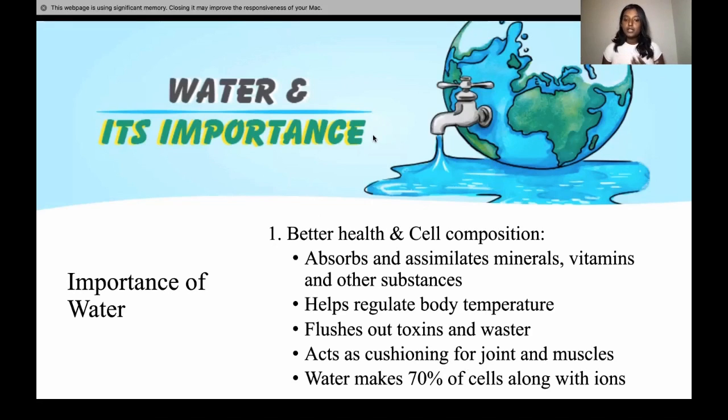Cells are essentially the building blocks of life. You are made of millions and millions of cells, okay? And in order for these cells to work, they need water, because 70% of the cells are made up of water. Some functions that the cells have in your body is that they absorb and assimilate minerals, vitamins, and other substances. They help regulate body temperature.